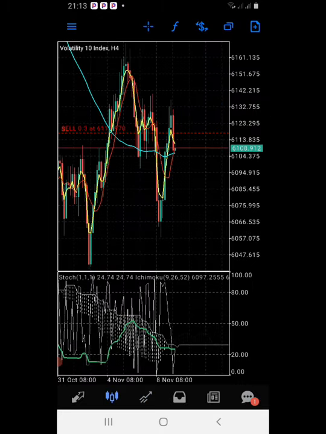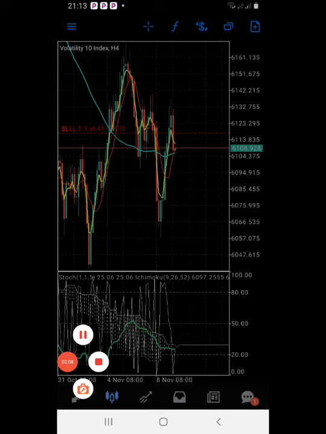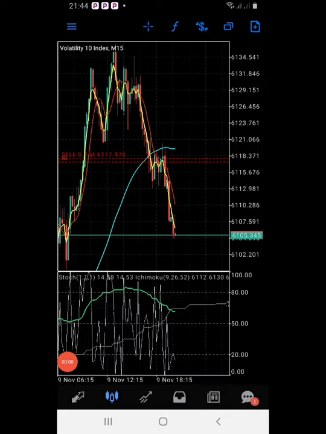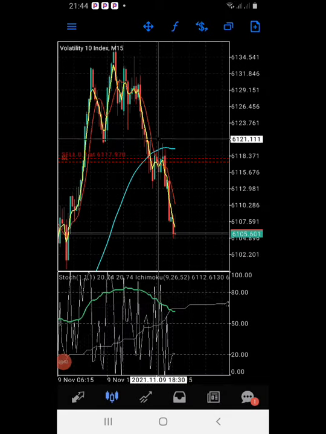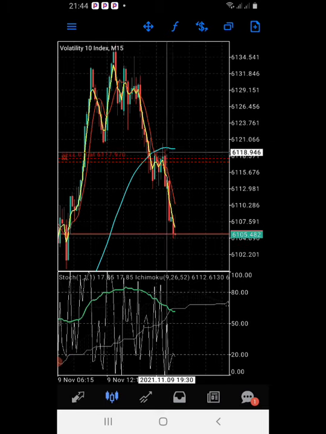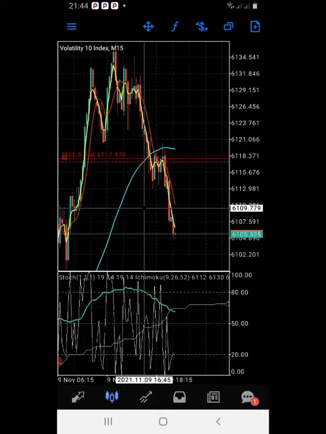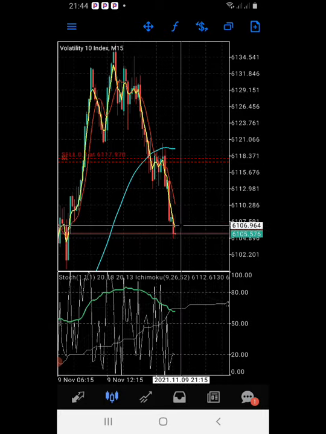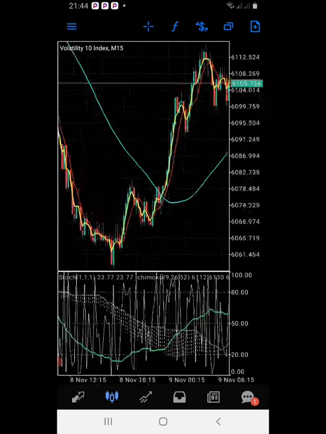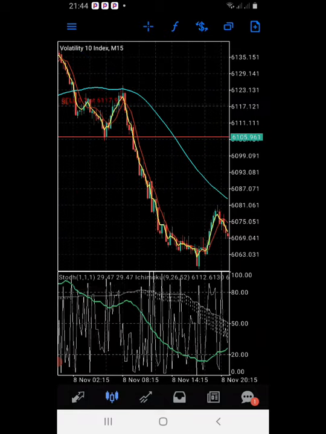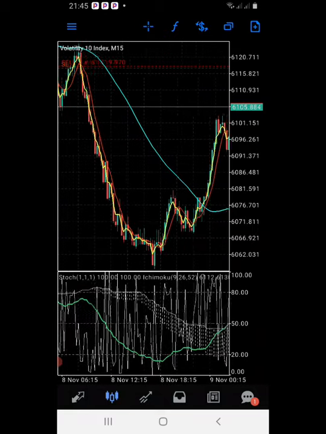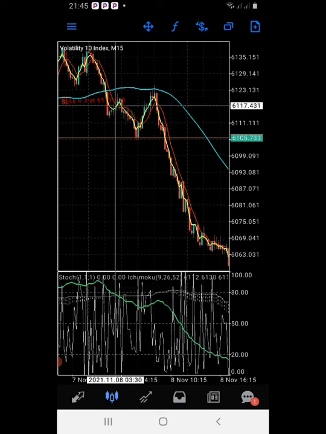The 4 hours was telling me this market is about to sell, so I was looking at it to go down to this support level. Checking the 15-minute time frame, I saw the green moving average crossing above the chart, and the green line at the indicator window was at the overbought level. That indicates a sell. So I placed a sell as soon as those two conditions were met.